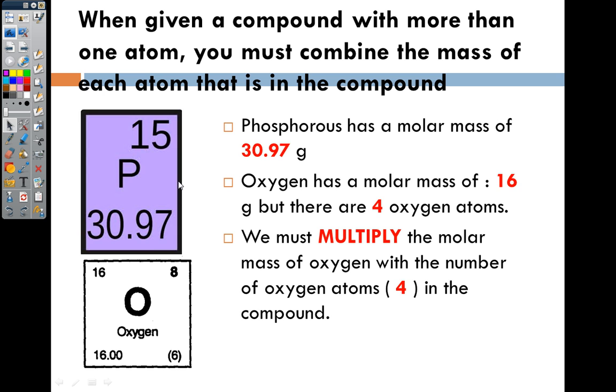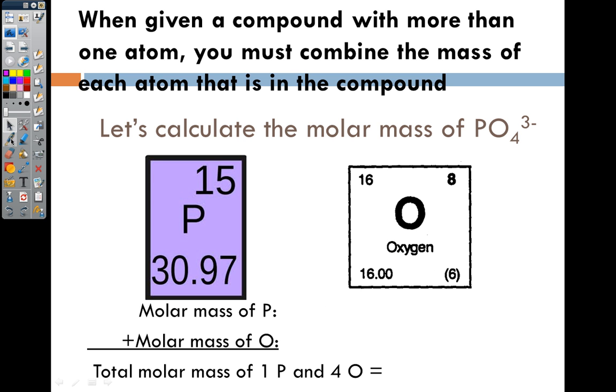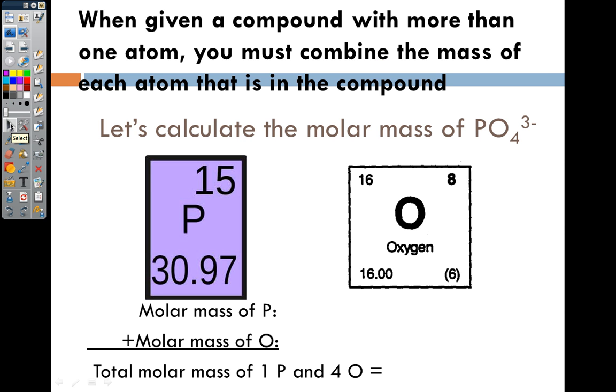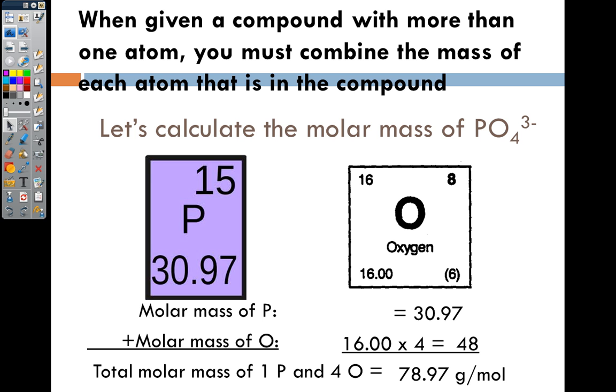All right. So let's actually do the math. So here's PO4. We know it's got a 3 minus charge. Here's the molar mass of phosphorus, which we said is what, according to my screen? 30.97. Good. What is the molar mass of oxygen? 16, but how many of them are there? 4. Good, so we multiply that by 4, and we get 64. Then we're going to add them together, right?